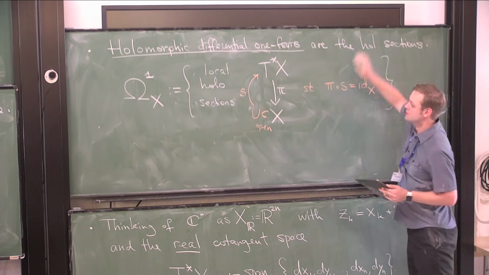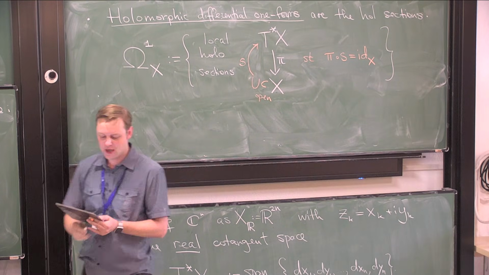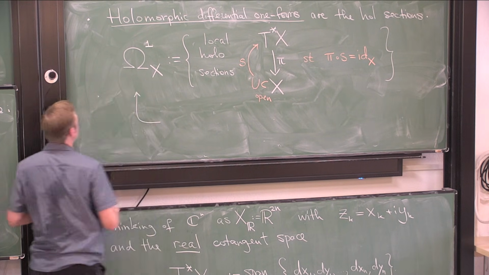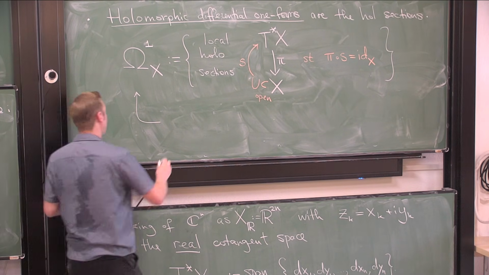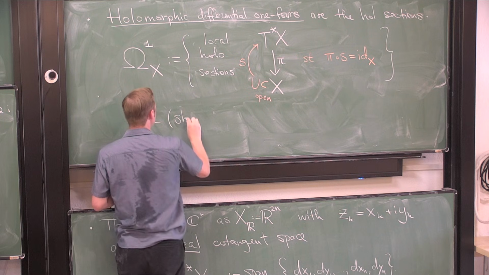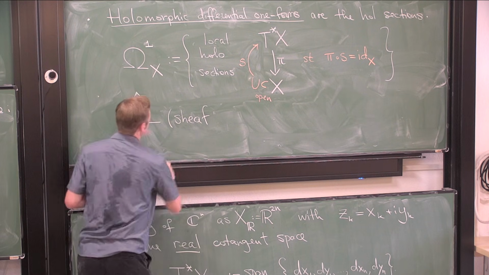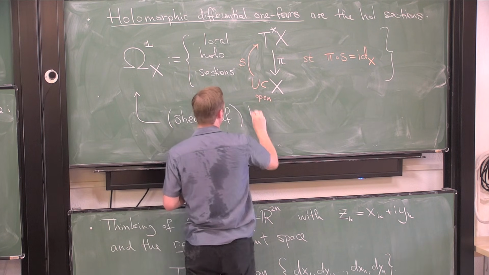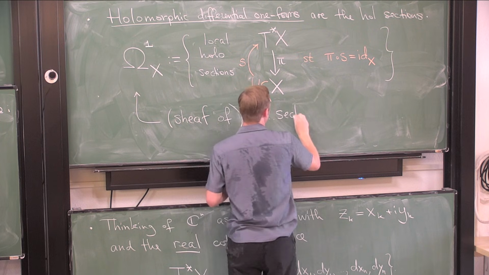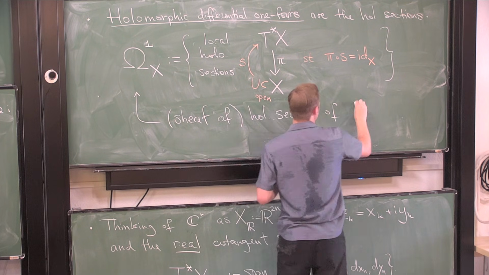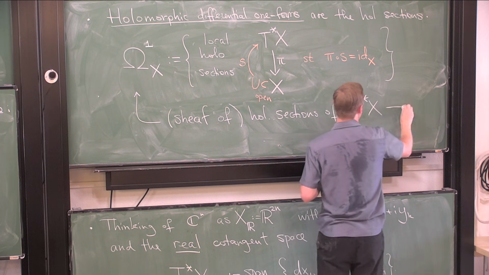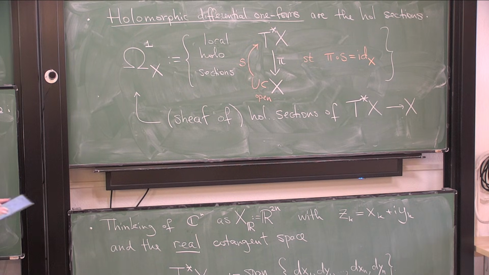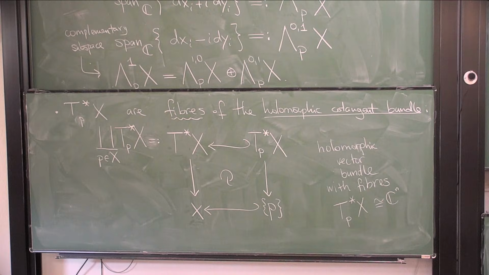Okay, so this is an important object. It has various names. I'll use this word without explaining because we don't have time for it: this is the sheaf of holomorphic sections of the cotangent bundle T*X to X.